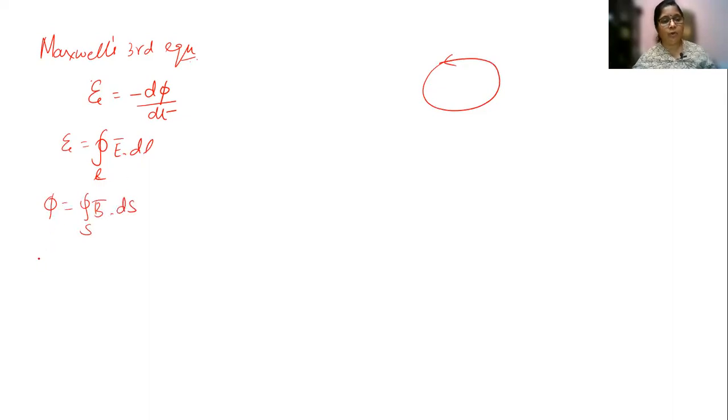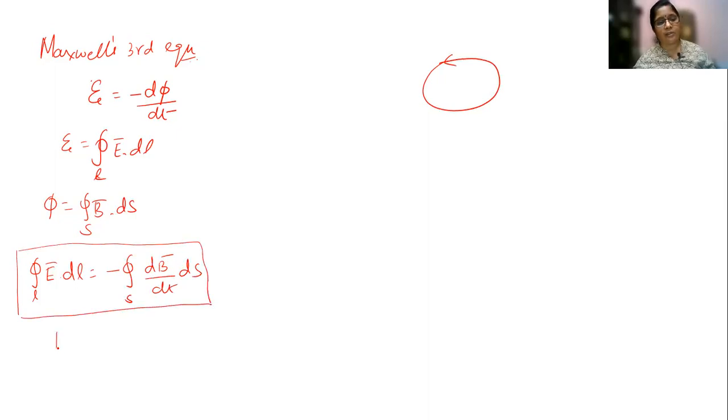Now substituting both of these, what will I get? Line integral of E dot dl is equal to minus surface integral of dB by dt into ds. So this is Maxwell's third equation in integral form. So I shall now be concerned about Maxwell's third equation in differential form.